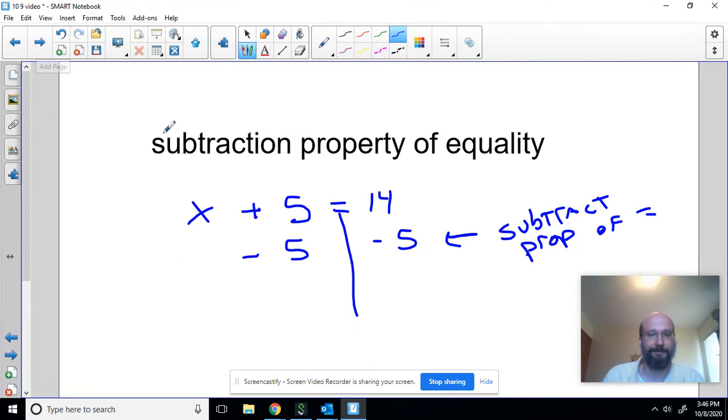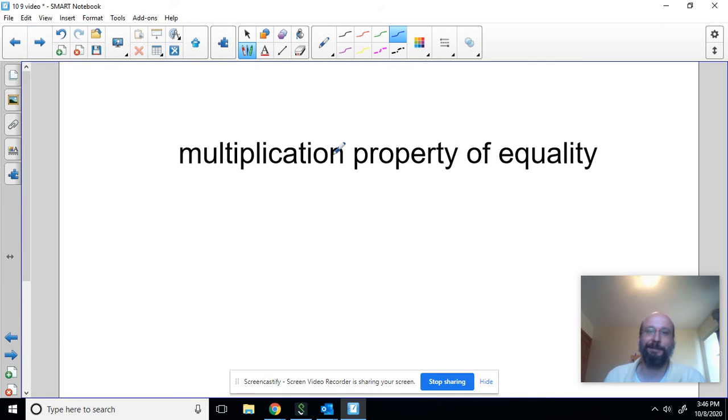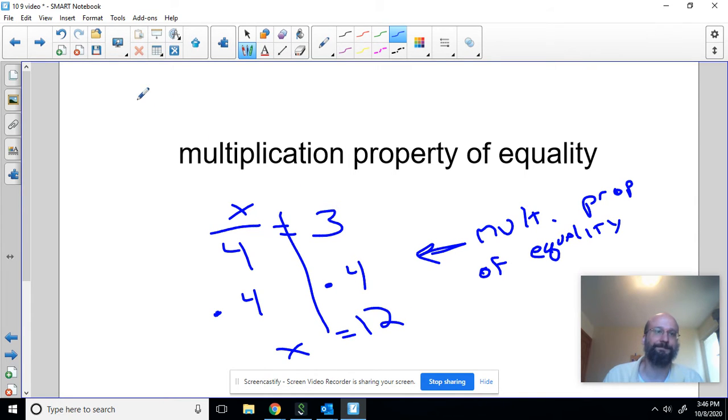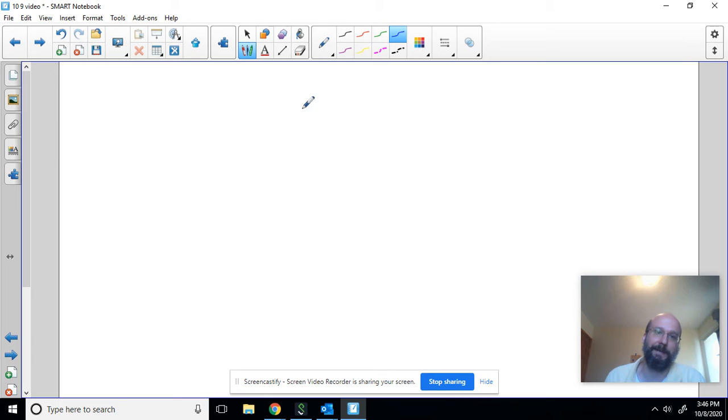The last one, I never did solve this one, so let me go back and solve that. The last one is the multiplication property of equality. So if you have x divided by 4 equals 3, when you multiply both sides by 4, that step is the multiplication property of equality. So this would be x, and this would be 12. X equals 12.